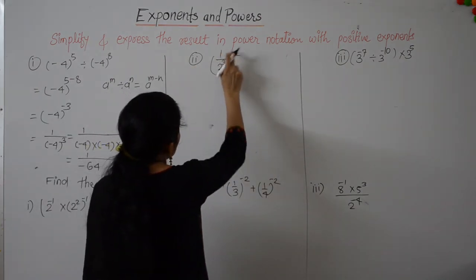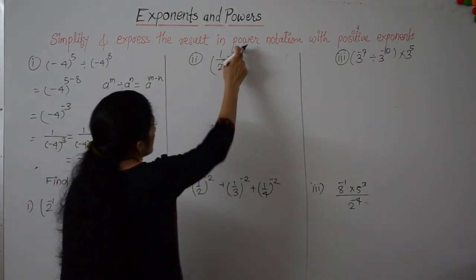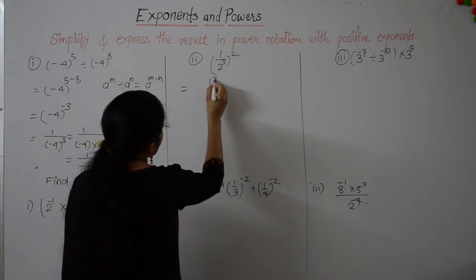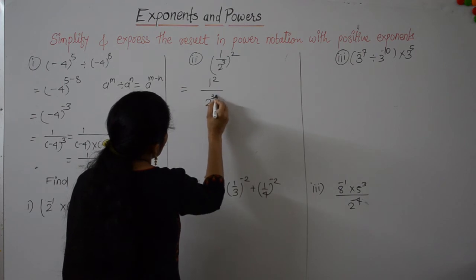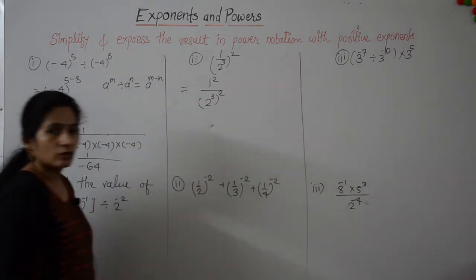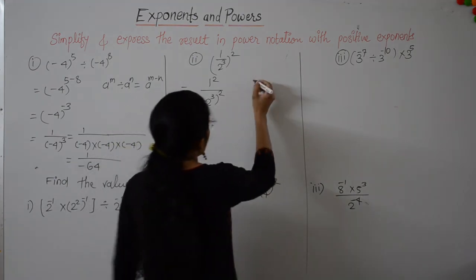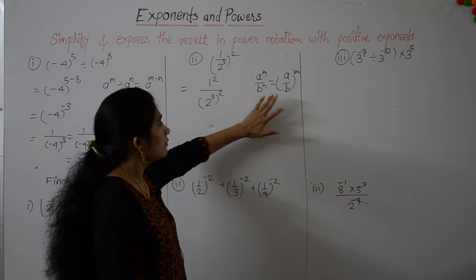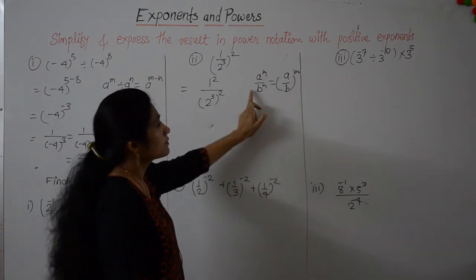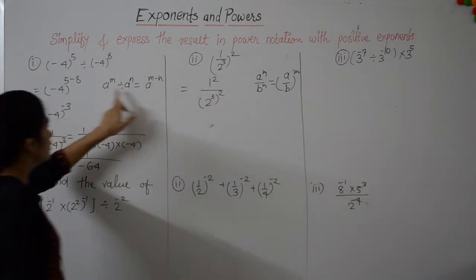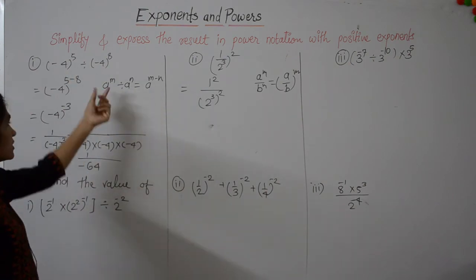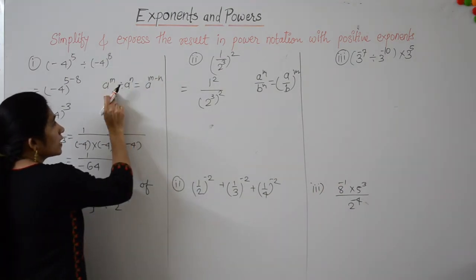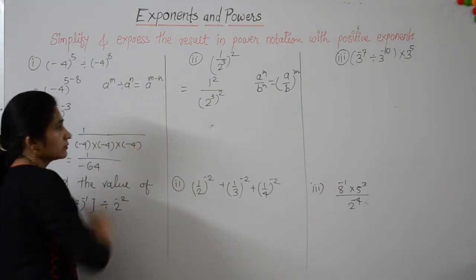1 upon 2 cube whole raised to power 2. Now here we'll split the power. You can write it as 1 square divided by 2 cube whole raised to power 2 according to this property. But we have to use it the other way. Other way means this is given, then we split the power. You can use any law the other way. Means if this is given, you can obtain this. Or if this part is given, then you have to write this step from this step.